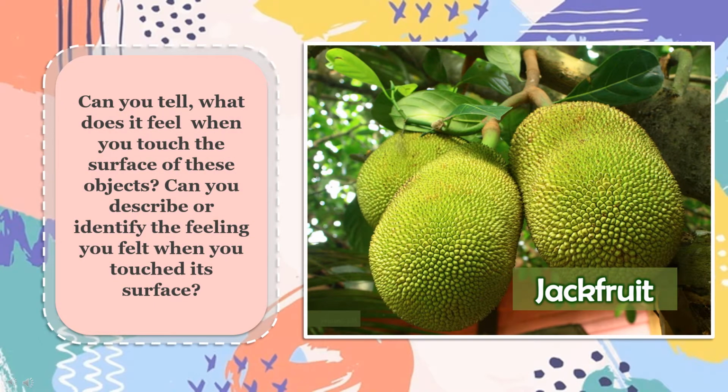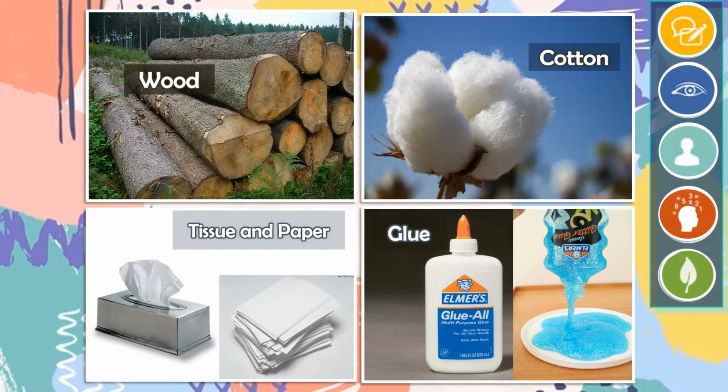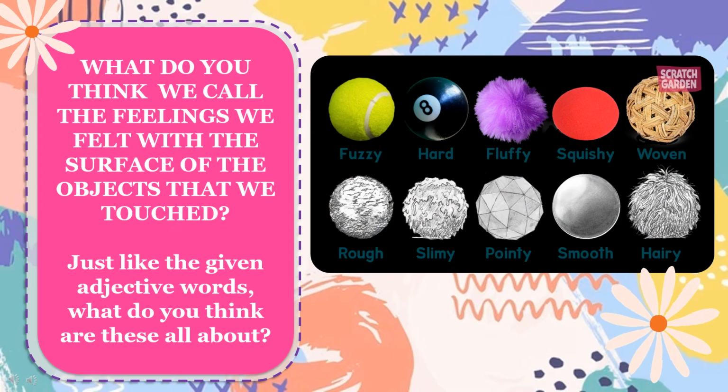Can you tell, what does it feel when you touch the surface of these objects? Can you describe or identify the feeling you felt when you touched its surface? What do you think we call the feelings we felt with the surface of the objects that we touched? Just like the given adjective words, what do you think are these all about?